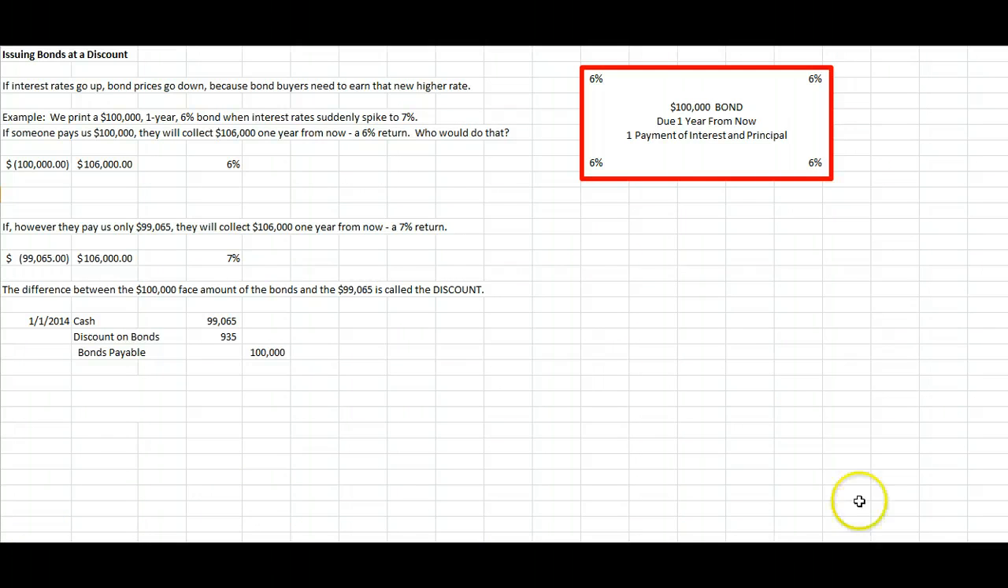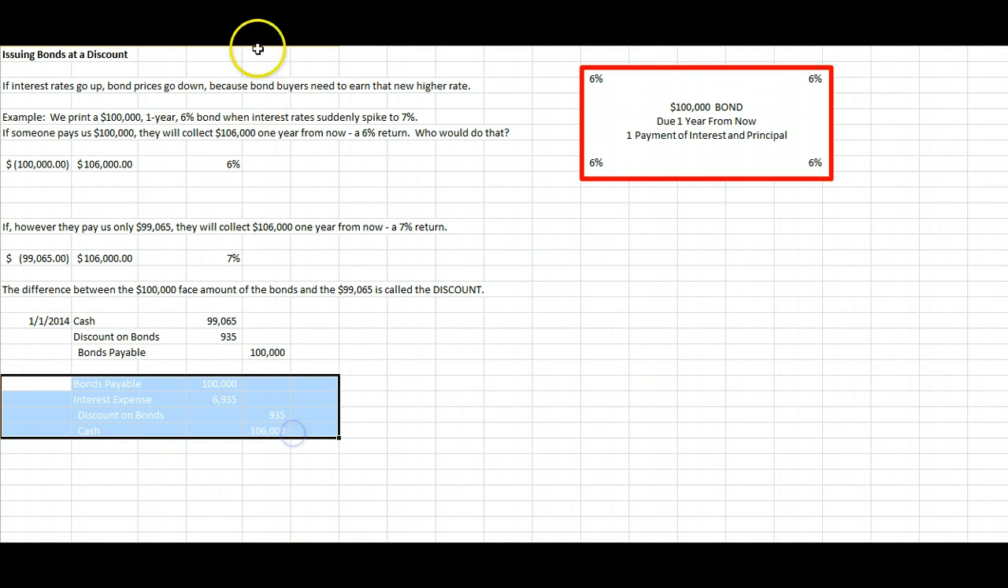So let's book the sale of the bonds. Let's say we sell them on January 1st, 2014. We only got $99,065, but we owe $100,000 at the end. So we debit cash for $99,065, and we credit bonds payable for $100,000. The difference, the $935 debit, is a discount on bonds. Discount on bonds has a debit balance. Interest expense has a debit balance.